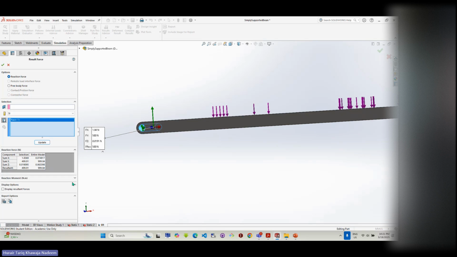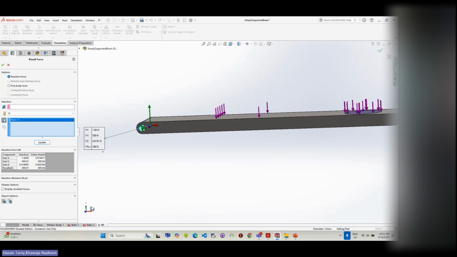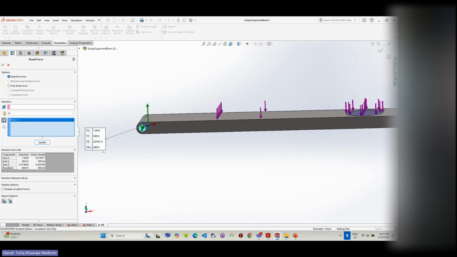It tells you that in the y direction, the sum is how much? 499.91. And in the z direction and the x direction, it's almost zero. Ignore it. And this is the entire model. It's telling you the sum of all reaction forces. The sum of all reaction forces is how much in the y direction? It's 1000.